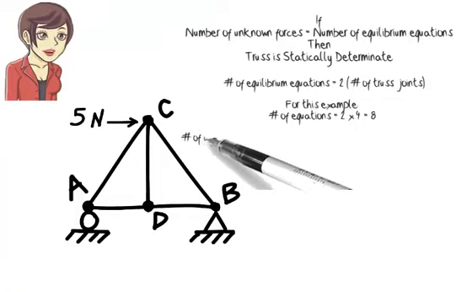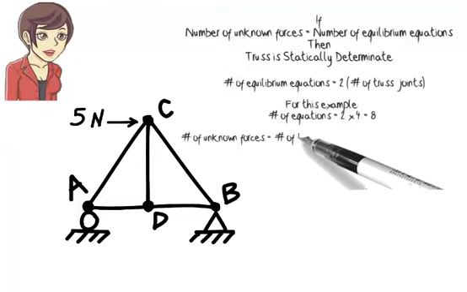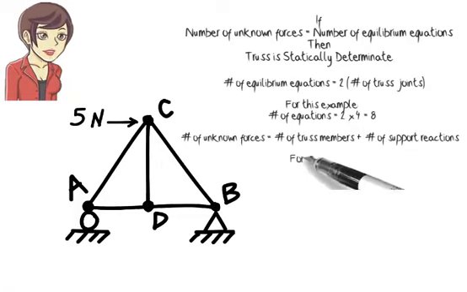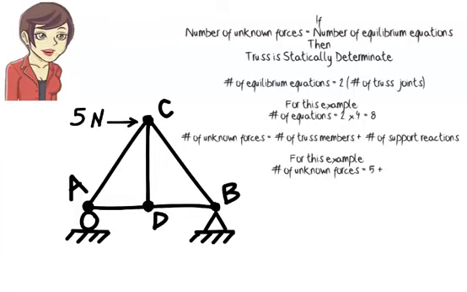The total number of unknown forces in a truss equals the number of its members plus the number of its support reactions. Here, the truss has 5 members. Each member carries an axial force which needs to be determined. So, there are 5 unknown member forces. Further, since the structure rests on a pin and a roller, there are 3 unknown reactions. The pin provides 2 reactions, and the roller has 1 reaction. Therefore, the total number of unknowns is 5 plus 3, or 8.